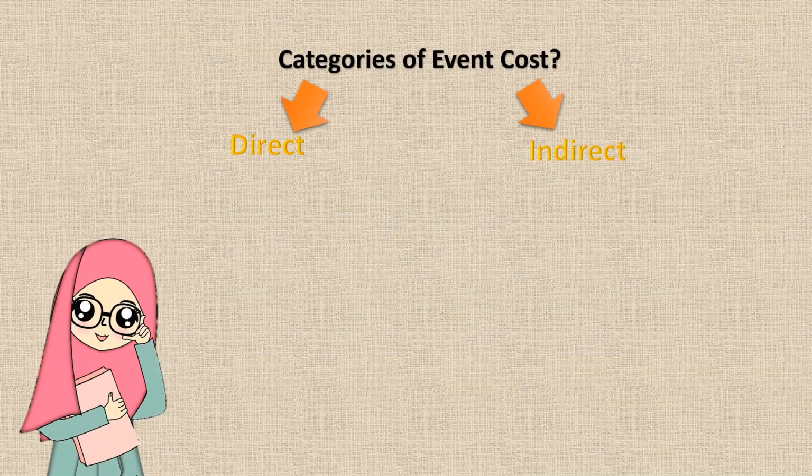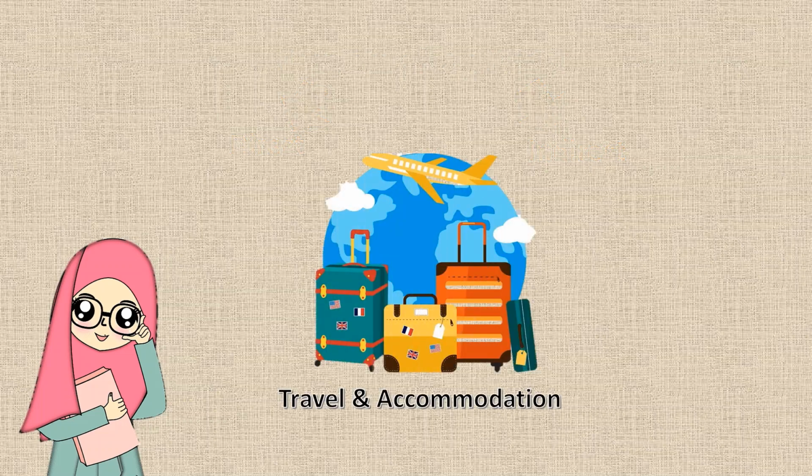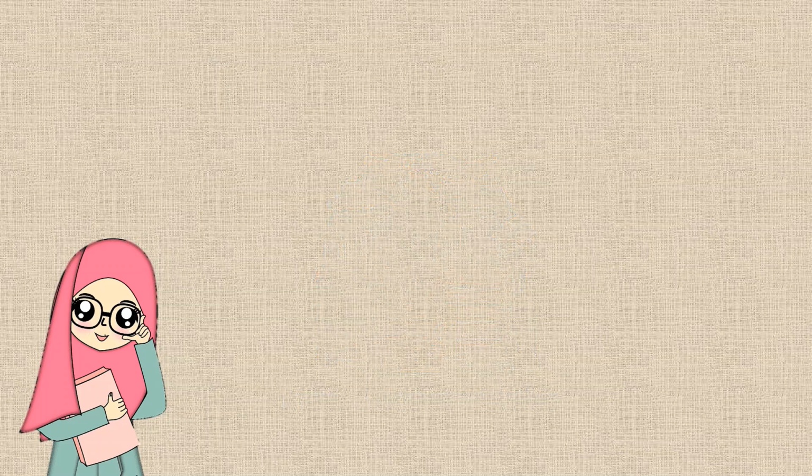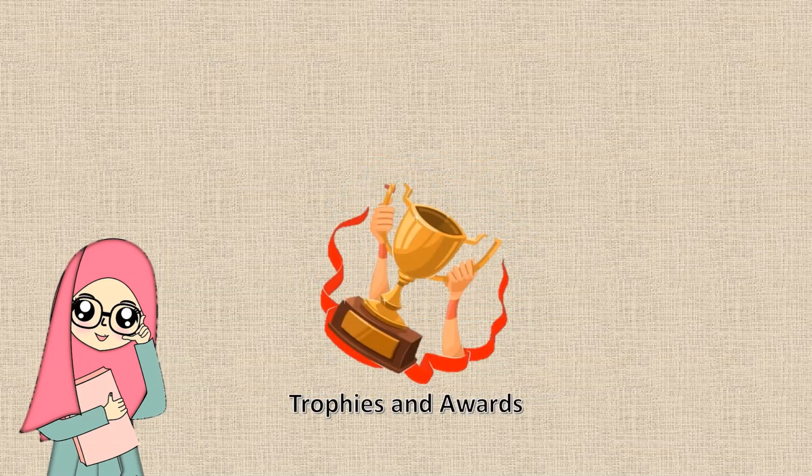So, event costs have two categories: the first is direct and the second is indirect. The first of direct is travel and accommodation. The travel and accommodation cost is associated with officials needed to run the event, which may have to be borne by the event organizer. And the second is trophies and awards. Trophies and awards is the cost to buy the medals, trophies and other awards, required to have knowledge about the number of competitors.